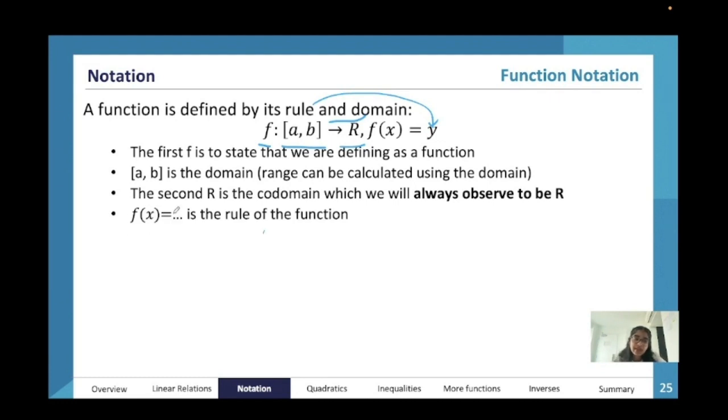Okay, so f of x equals. So that's where we're getting the rule of our function. So here is our rule. So it's basically what process do we need to do to x to get the y value?